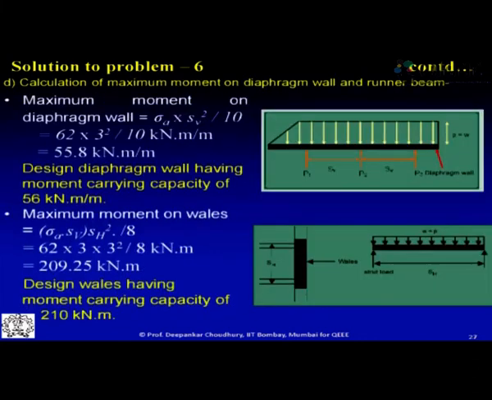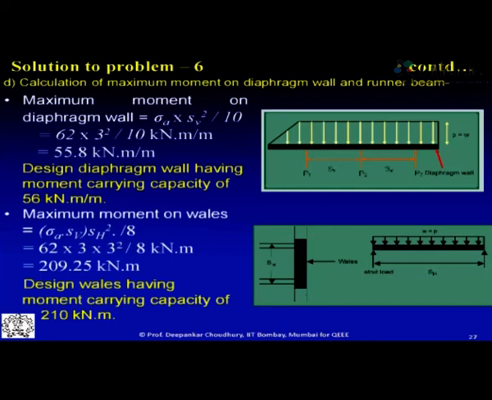And next, the diaphragm wall, how it can be designed. The diaphragm wall, as we have already seen, the maximum bending moment we have to find out from this apparent earth pressure diagram. You know what is the maximum intensity over here, and this distance already we have provided 3 meter. So that 62 into 3 square divided by 10, that kilonewton meter per meter length is the maximum bending moment which is coming on the diaphragm wall. So you can design the diaphragm wall cross section accordingly.